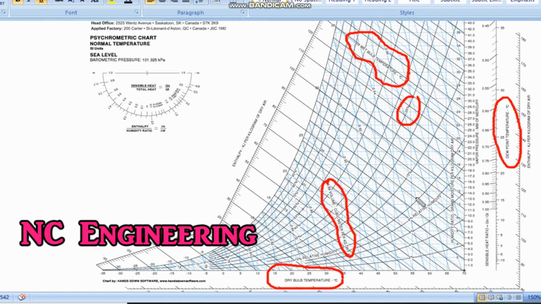Suppose we know two conditions: the air temperature is 45 degrees dry bulb and the relative humidity is 25%. Let us draw the line from 45 degrees dry bulb temperature and see where it cuts the 25% relative humidity line. It is cutting here. Now from this intersection we can find the remaining properties. If we need to know the dew point temperature, we make a horizontal line from there, and it is coming to nearly 20 degrees Celsius.